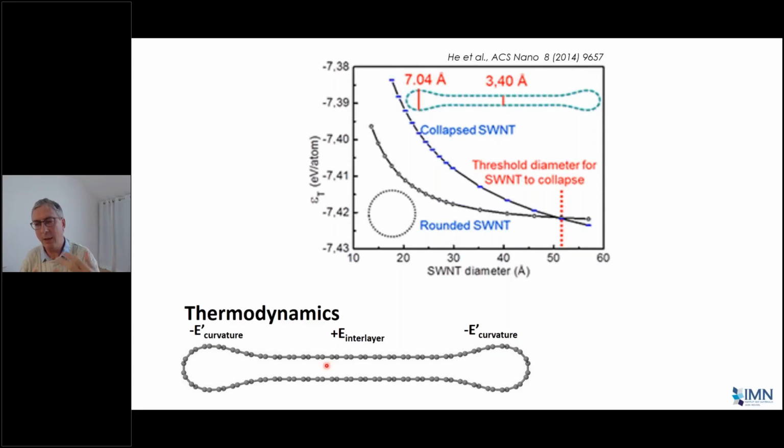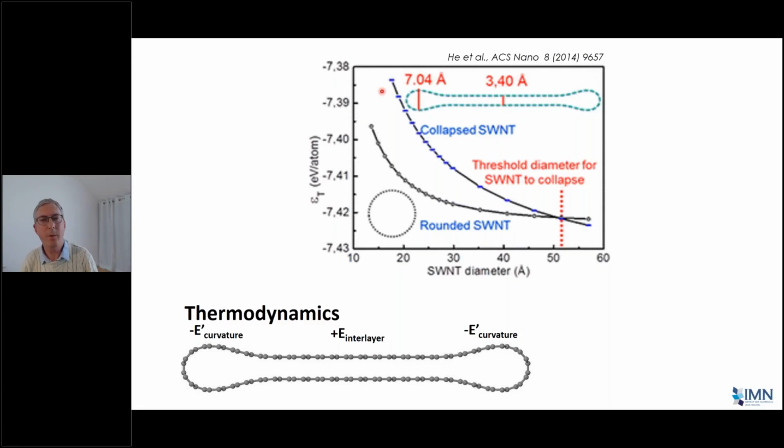So there's a competition between the two processes. As you make your tube bigger and bigger, the curvature energy is fixed because there's just always two curves at the edge, but the interlayer energy increases as you increase the overlap. So as your tube gets bigger and bigger, this term will get bigger until eventually it's the dominant term and the tube will collapse.